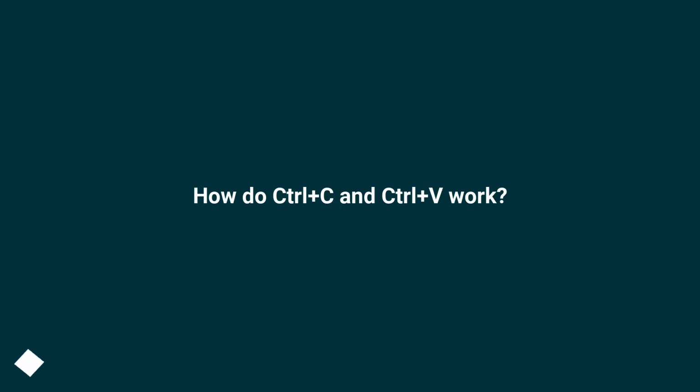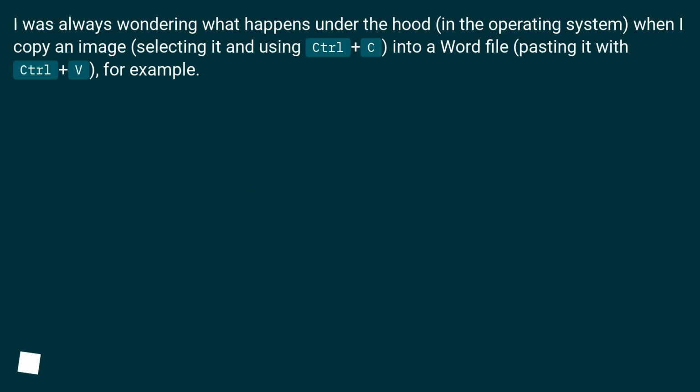How do Ctrl+C and Ctrl+V work? I was always wondering what happens under the hood, in the operating system, when I copy an image, selecting it and using Ctrl+C, into a Word file, pasting it with Ctrl+V, for example.